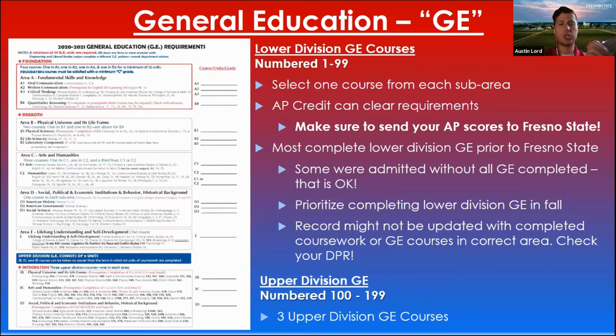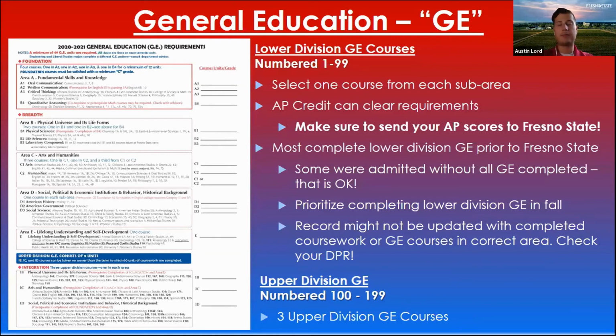So for the lower division GE, again, most of you should have most, if not all of this done. Again, we'll take AP scores, so make sure you have those sent to us as well, your transcripts. Some of you may be admitted without all of these areas done, whether that's because you didn't take them fully at the community college, which is fine, or sometimes due to bringing stuff in and the admissions team having to manually move some of these classes around as they maybe go in more than one area.